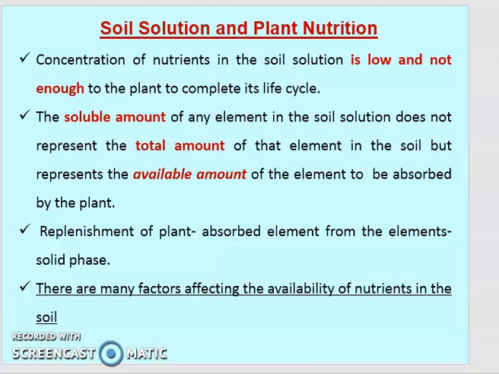The soluble amount of element in the soil does not represent the total amount of element in the soil, but represents the available amount of the element to be absorbed by a plant, because some elements do not dissolve in water, but are present in the solid phase.